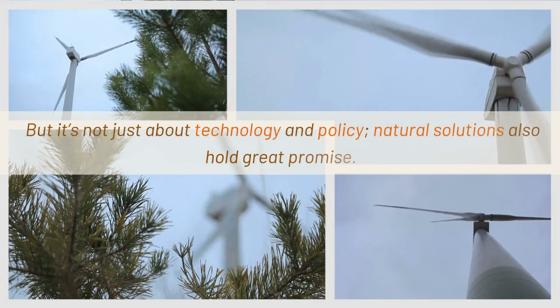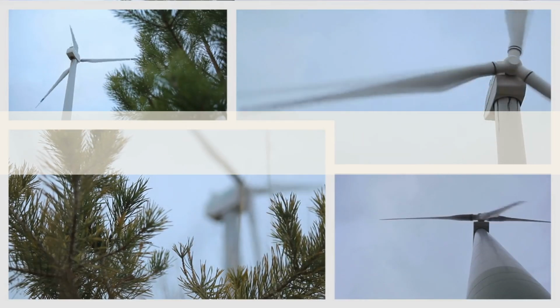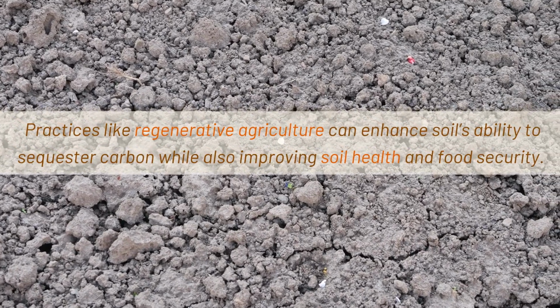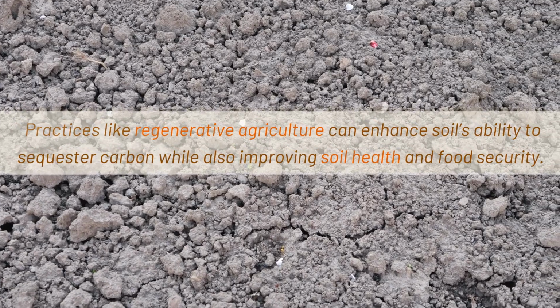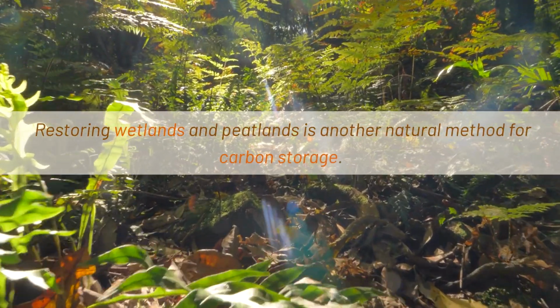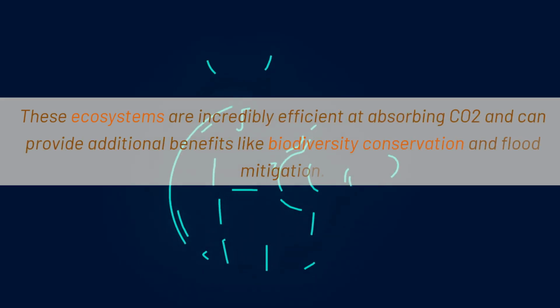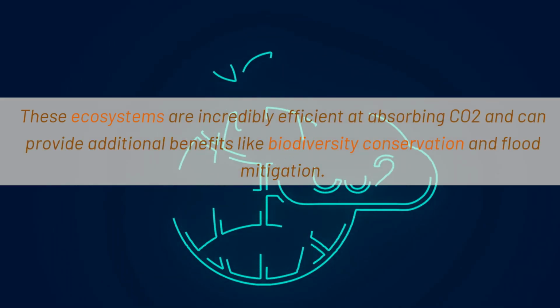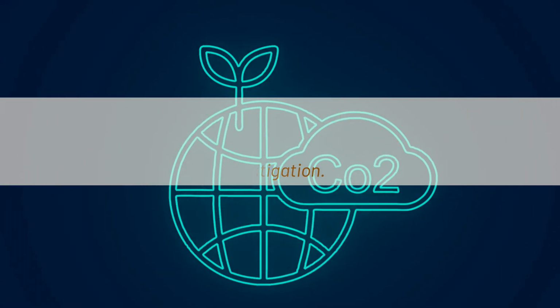But it's not just about technology and policy. Natural solutions also hold great promise. Practices like regenerative agriculture can enhance soil's ability to sequester carbon while also improving soil health and food security. Restoring wetlands and peatlands is another natural method for carbon storage. These ecosystems are incredibly efficient at absorbing CO2 and can provide additional benefits like biodiversity conservation and flood mitigation.